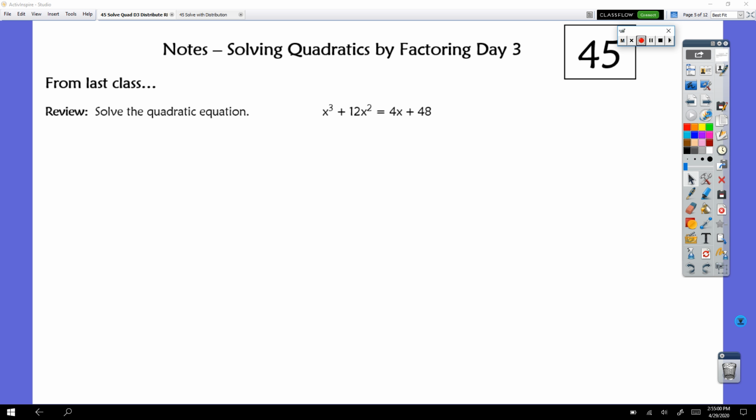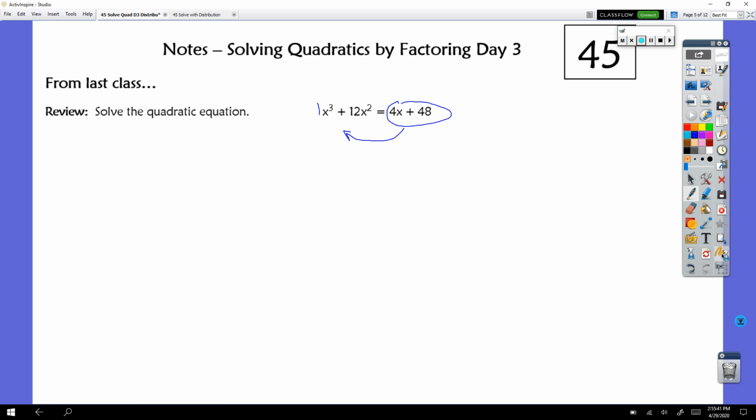Last class we were doing variables on both sides. So we had a variable on the left and a variable on the right. And when you've got variables on both sides, you need to pay attention to the term with the greatest exponent. So the x cubed has the greatest exponent. Its coefficient is a positive 1, and when you've got your term with the greatest exponent and a positive coefficient, that tells you that you're going to move the terms from the other side towards that term. So we need to move the 4x plus 48 over to the other side.